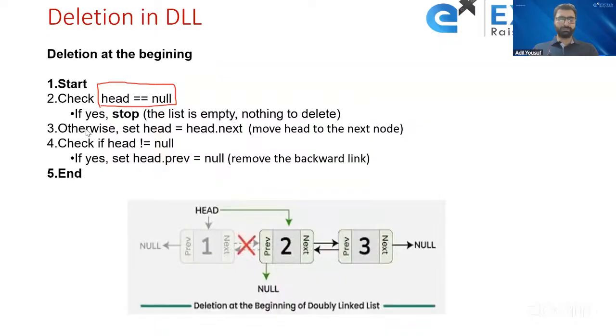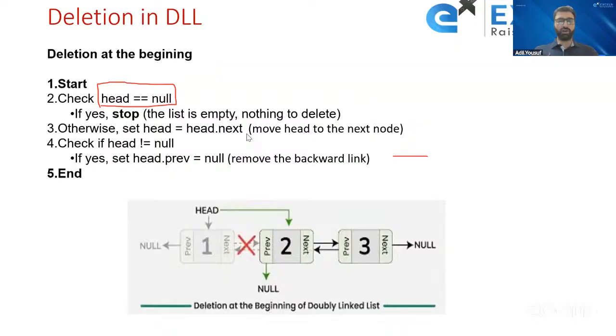Step 3. Right? If the list is not empty, the current head. See here, I am just writing head is equivalent to head dot next. So with this step, I am simply moving head to the next node. So when the list is not empty, the current head points to the first node, which we want to delete, isn't it?